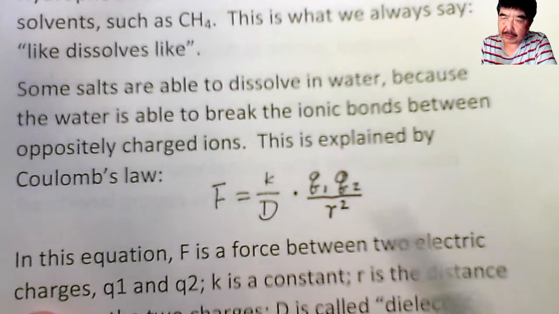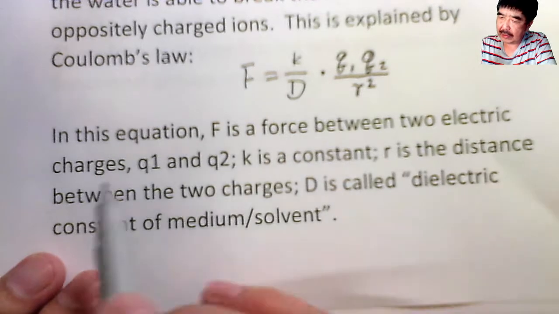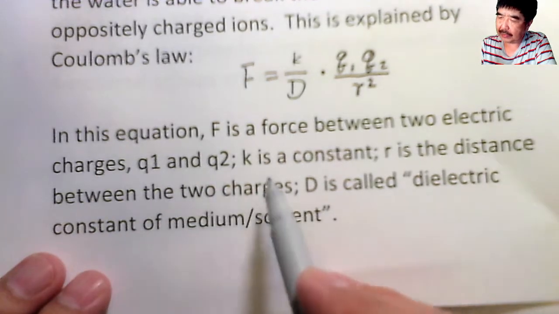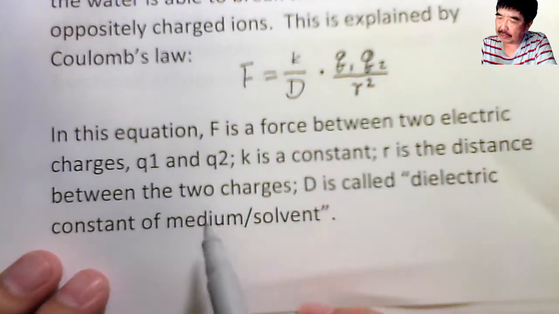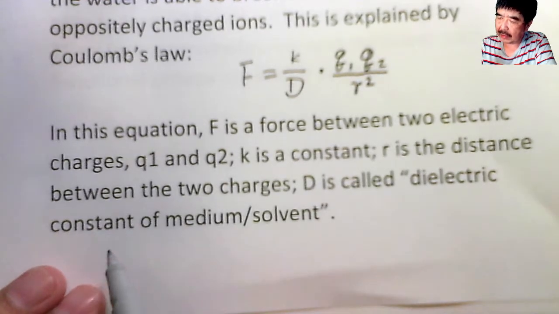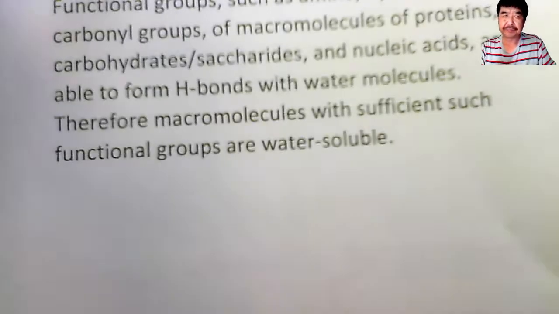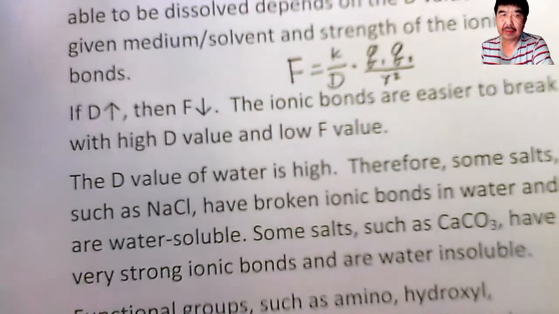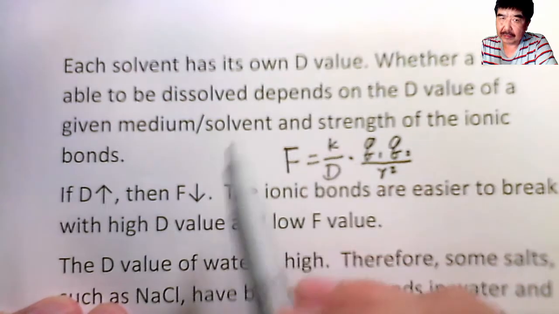In this equation, F is a force between two electric charges, Q1 and Q2. K is a constant. R is the distance between two charges. D is called the dielectric constant of the medium or a solvent. Each solvent has its own D values.